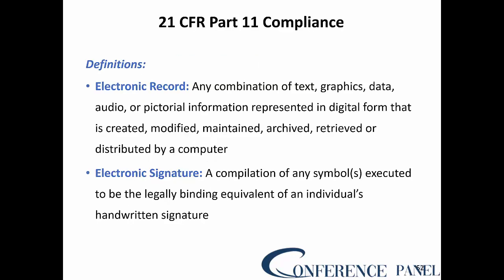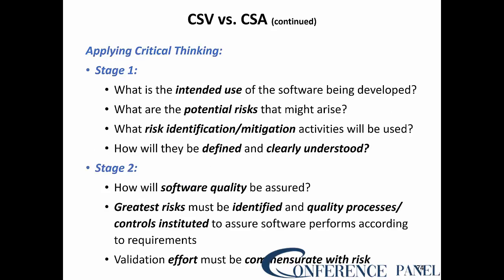Now, with Part 11 compliance, here we have definitions from FDA for electronic record. When you're doing critical thinking in stage 1, think about the intended use of the software. What are potential risks? What risk identification and mitigation activities are in place? And how are you going to define them and understand them? That's a conversation with your vendor.